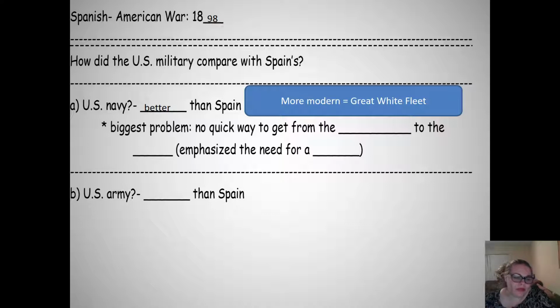The biggest problem the U.S. Navy was going to have was there was no fast way to get our Navy from the Caribbean, where we were, to the Pacific, where we wanted to be. This is going to emphasize the need for a canal, okay? Now, the U.S. Army was way worse than Spain's, but fortunately, most of this war is going to be fought on the sea. Spain just doesn't have the ability to get ground troops to their colonies fast enough to fight off the U.S. Navy.